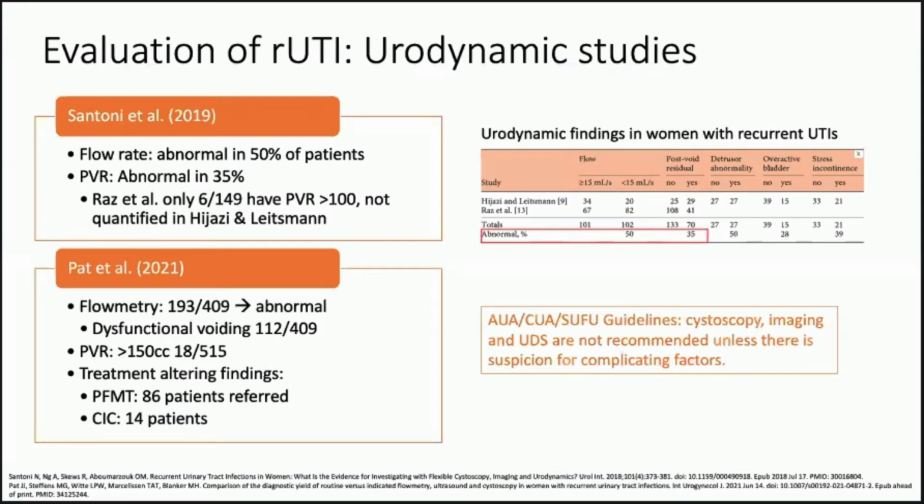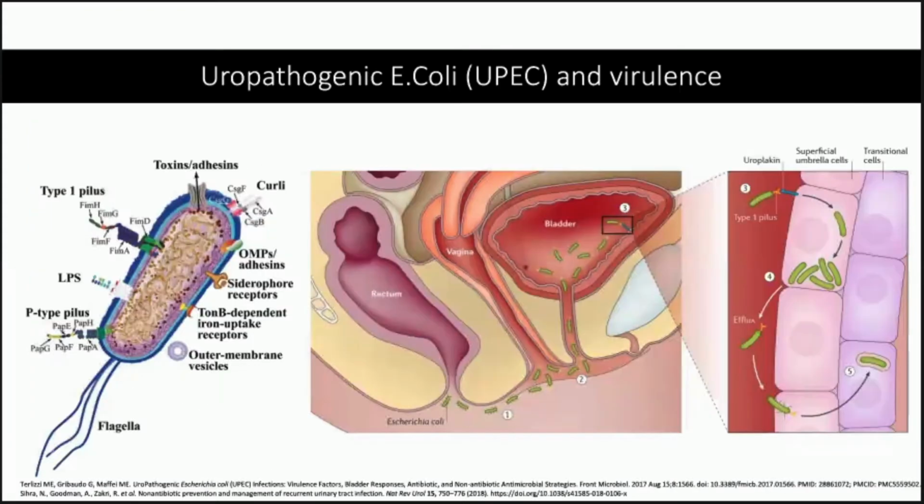And these findings were treatment altering for about a quarter of the patients, with 86 of the patients being referred to physiotherapy, and 14 of the total patients with anomalies being taught how to perform CIC. So when we look at the AUA, CUA, and SUFU guidelines, cystoscopy, imaging, and urodynamic studies are not recommended in patients with recurrent UTIs unless there is a suspicion for a complicating factor.